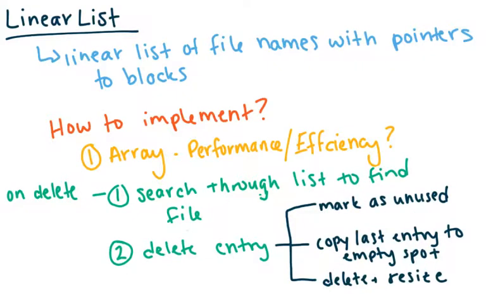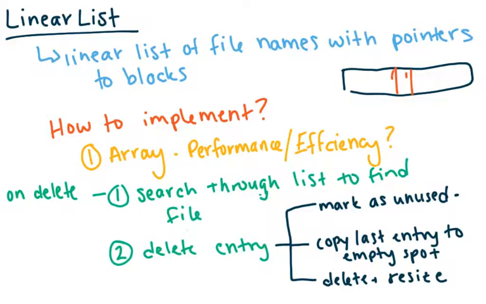On delete, again with an array, you have to search through the list to find the file. So every time you're going to have to search through it. And then to delete an entry, you have a couple options. Some are more efficient than others. You could mark it as unused. So wherever the file needs to be deleted, you could just mark it with an invalid bit to say, okay, I can be overwritten. So that's option one.